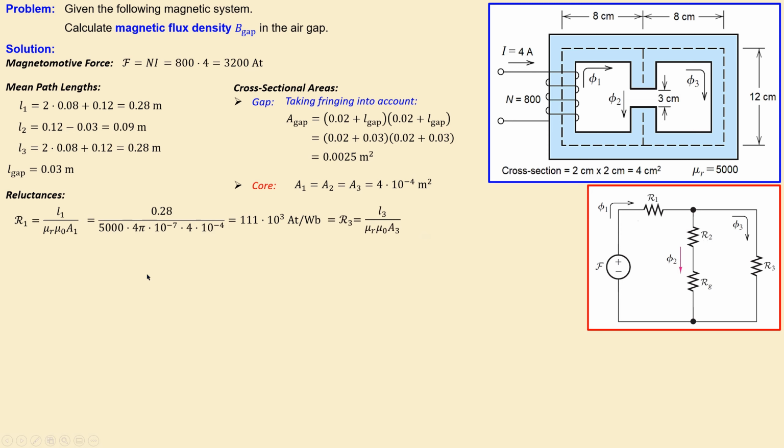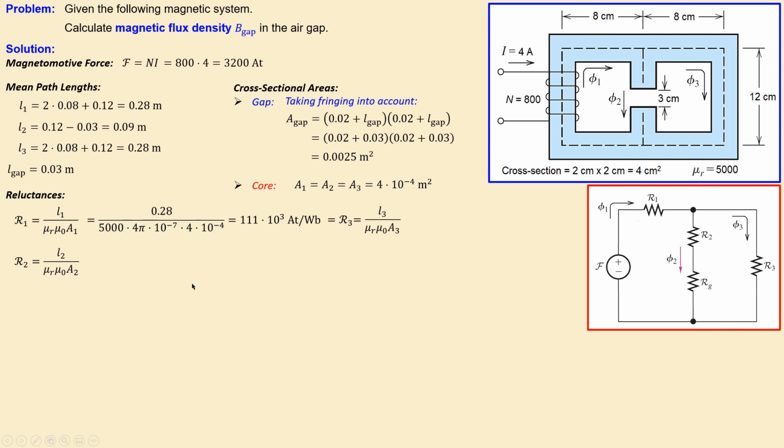Now continue with the right hand side. This part is also the same because it has the same path length, the same core material, and the same cross-sectional area, so that is exactly the same. So that will also be 111 times 10 to the power 3 ampere turns per Weber.